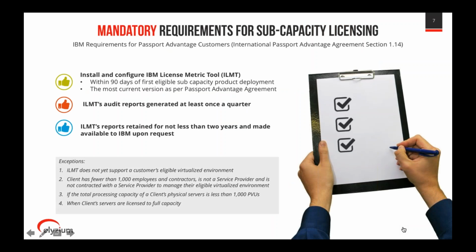When you use subcapacity licensing, there's no separate agreement anymore. It's part of the standard Passport Advantage agreement that you've already signed up for, but there are a couple of things that you do have to do. As soon as you internally start using subcapacity licensing, within 90 days you have to deploy IBM License Metric Tool. It has to be deployed within 90 days, otherwise you've contravened your agreements with IBM.